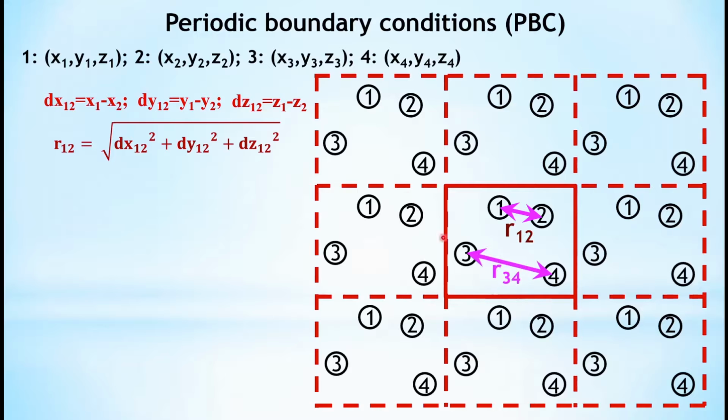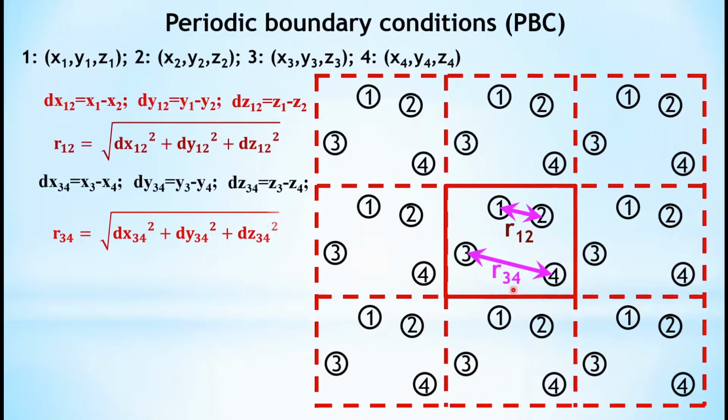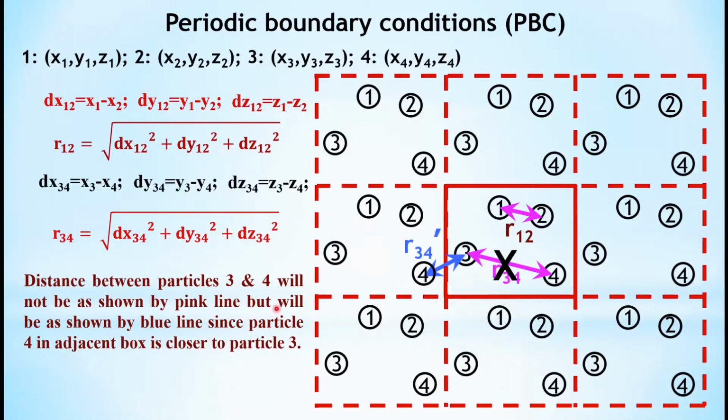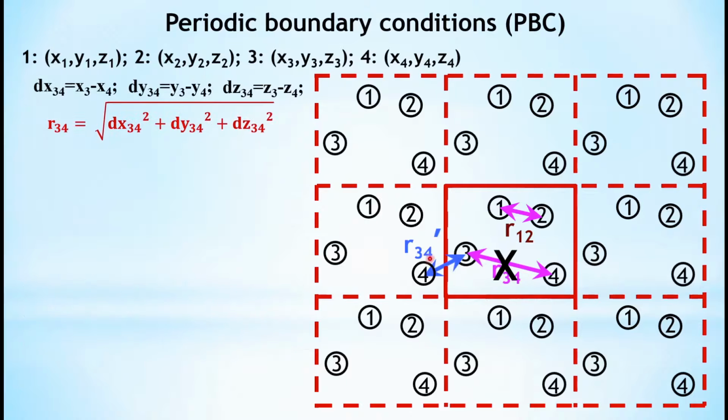Suppose we want to calculate the distance between particles 3 and 4 in the simulation box. So R34 should have been calculated like this, but no. The distance between particles 3 and 4 will not be as shown by the pink line, but will be as shown by the blue line, since particle 4 in the adjacent box towards the left side of the main simulation box is closer to particle 3. Now how to calculate this R34 prime?